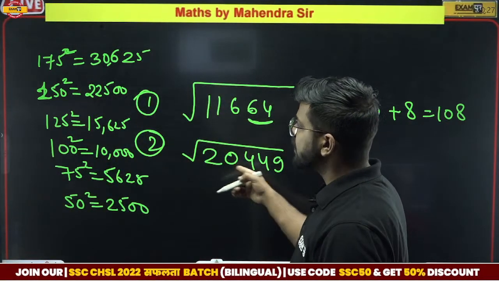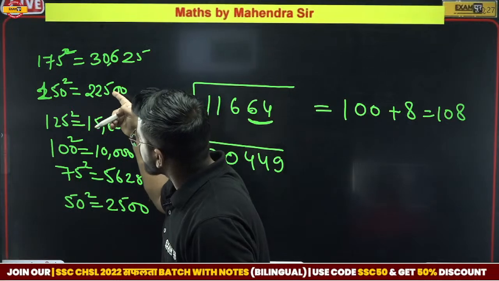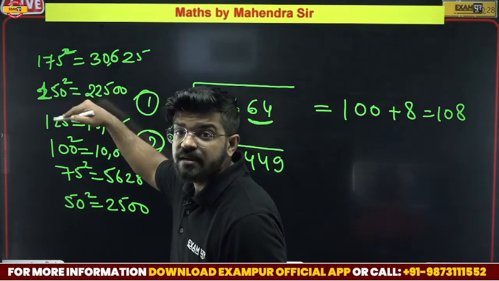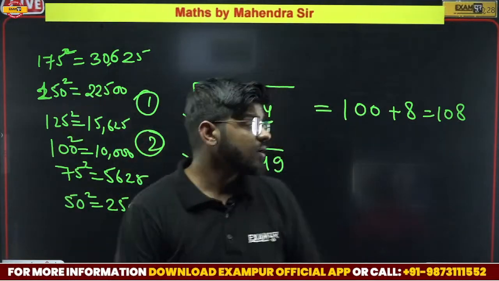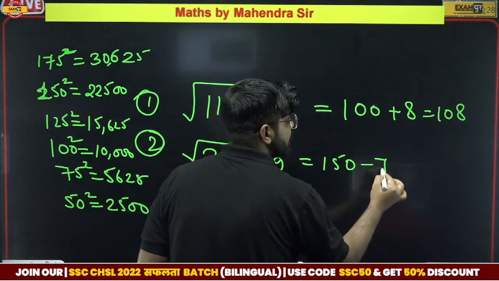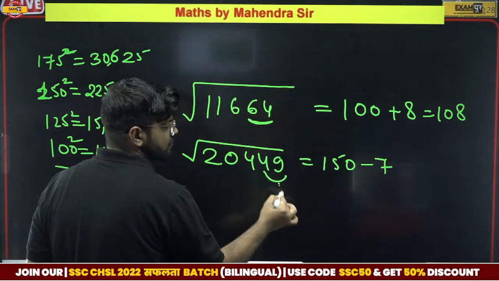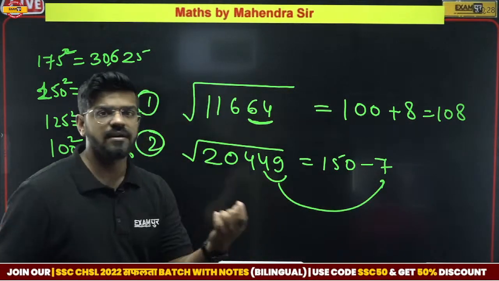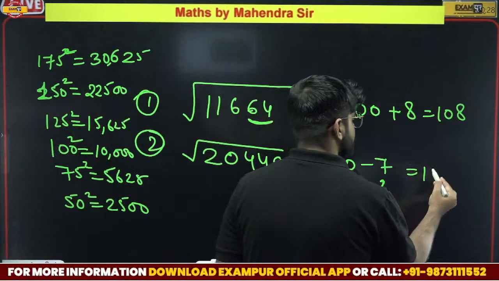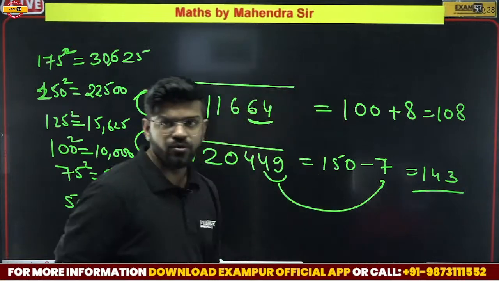Now this is 20,000. 20,000 will come below this and above this. So this number is 7 less than 150. How will we get 7? We will get 7 by looking at the last 2-digit square. So 143 is my answer. So I hope all of you know the trick.